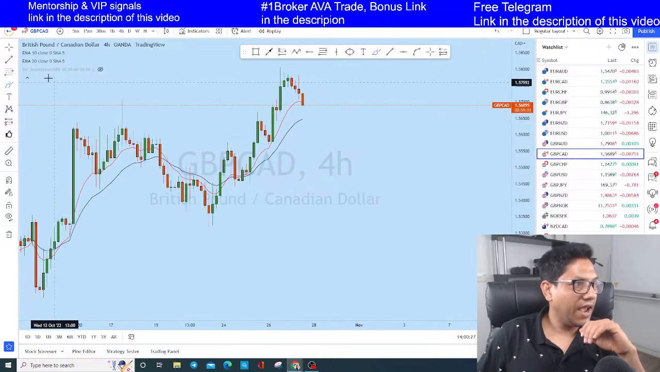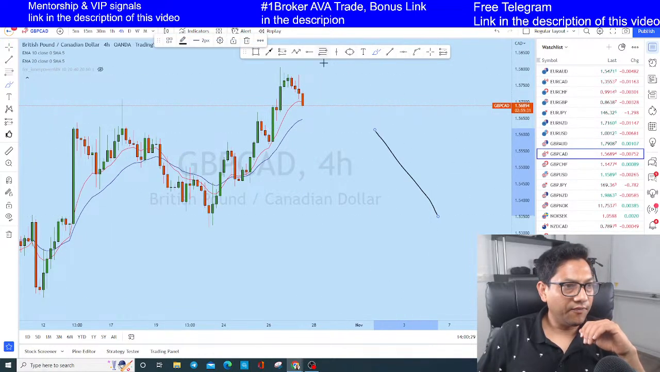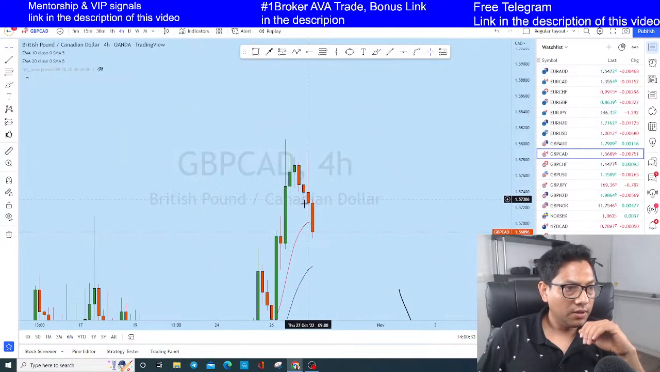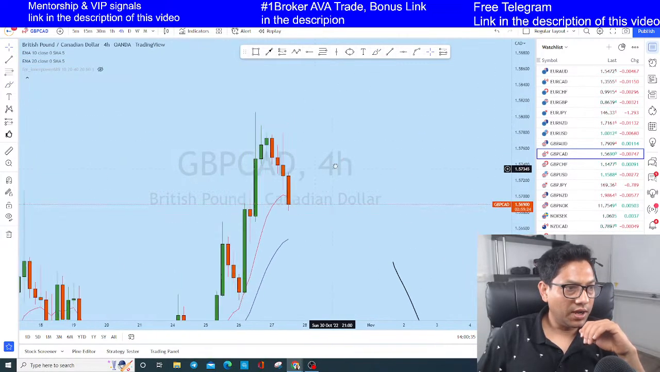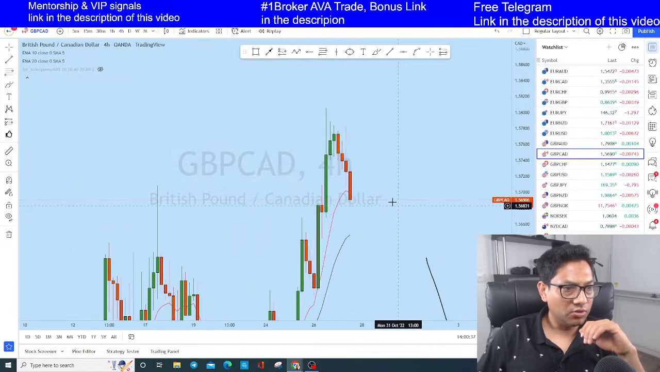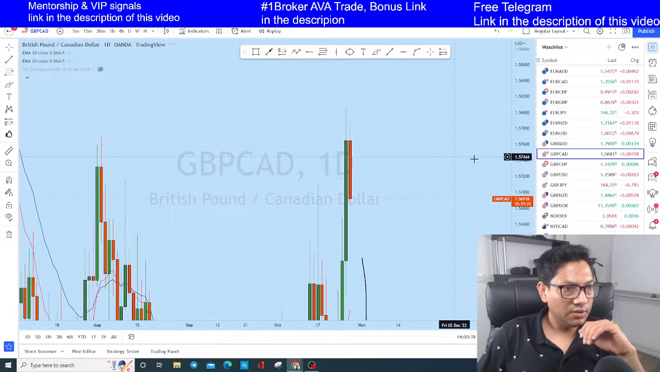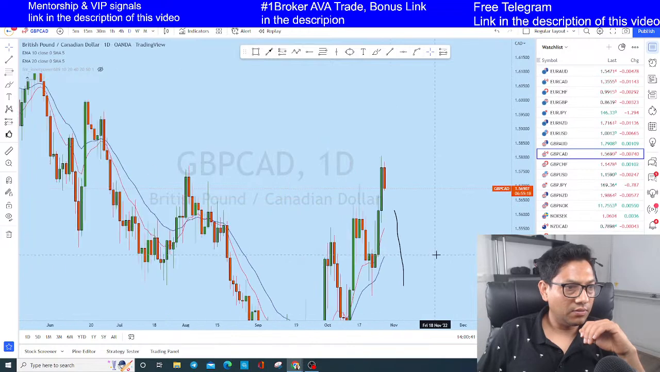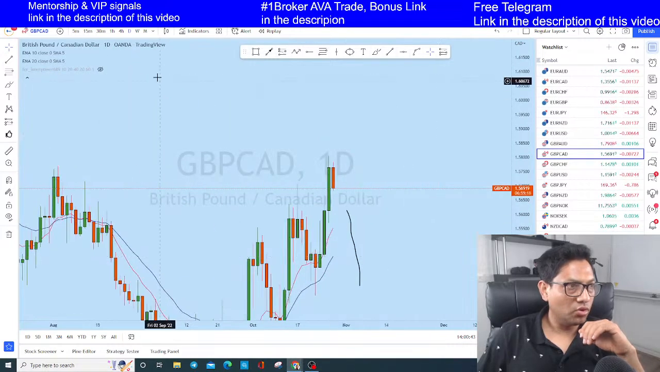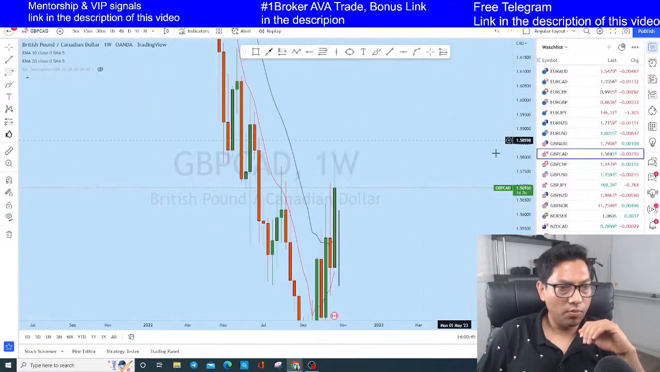GBPCAD created a false breakout candle, a doji, this one. This is a false breakout candle and then it started to reverse. Looks like that. GBPCAD, I think this one also overextended, now preparing for a drop.